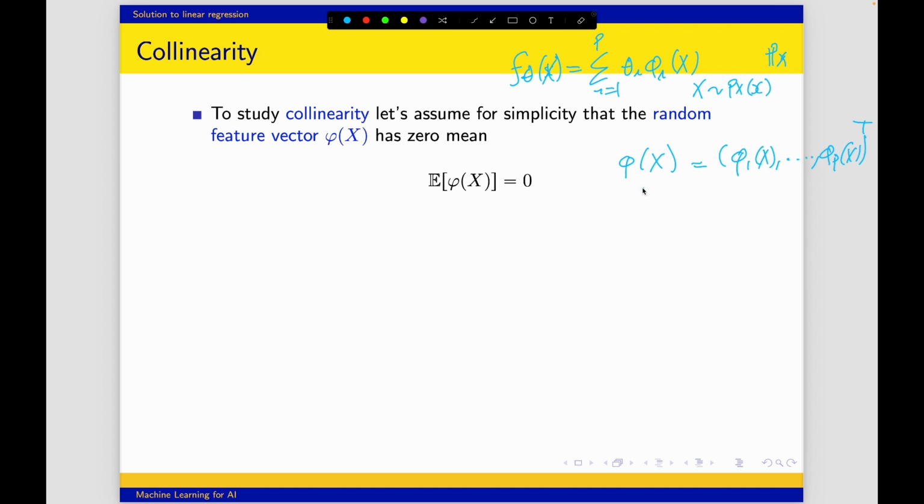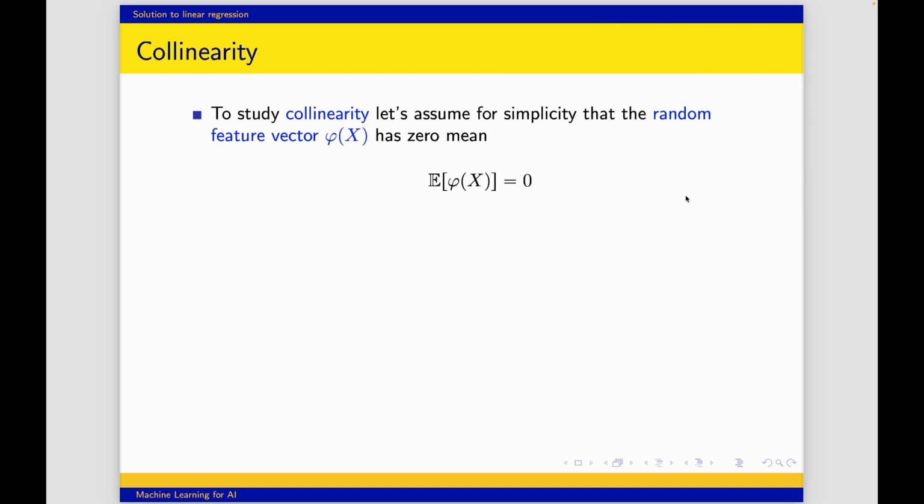And what's its expected value? The expected value of this with respect to this distribution or this density is just the vector of the individual expected values of the individual components. That's what it is. And we're assuming that this is 0. So this is equal to the 0 vector. So that means that each of these is 0. That's our assumption, and that will simplify things. Without loss of generality, we can do this.